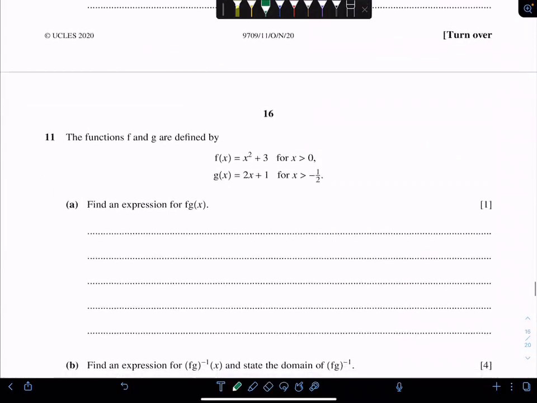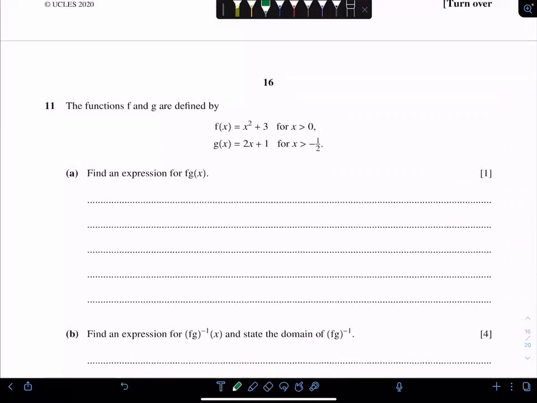Next, f and g are defined by this. Find the expression for f of g, f of g. Okay, this is a composite function that you have to find. f of g of x, g of x is 2x plus 1. f of g of x is equal to f of 2x plus 1. It means you have to put 2x plus 1 instead of x.